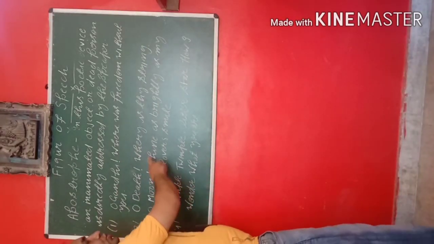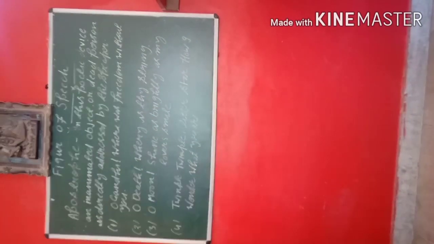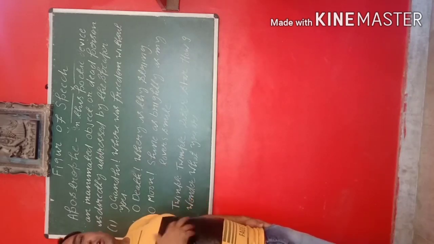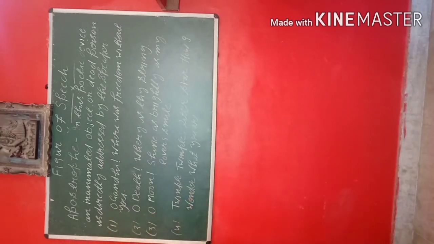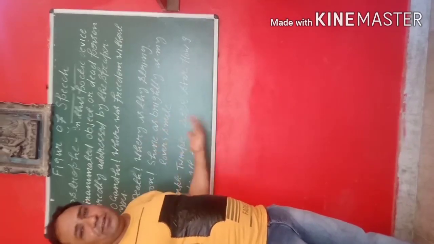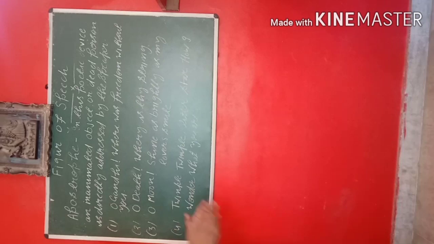Oh moon, shine as brightly as my lover's smile. So in fact, the speaker seems to be quite pleased with his lover's smile. That's why he is asking the moon to shine as brightly as his lover's smile. There is a conversation with the moon, with the poetic device apostrophe.